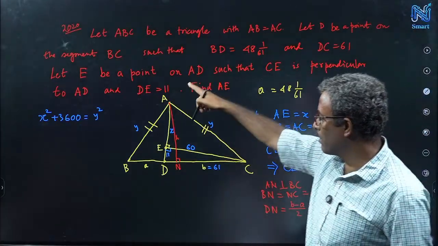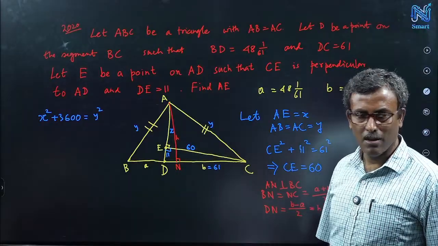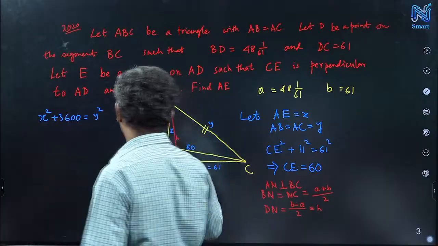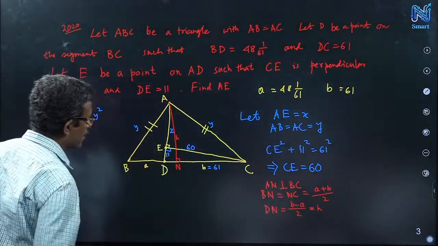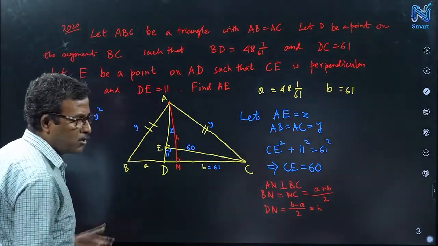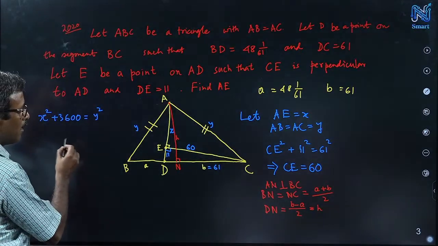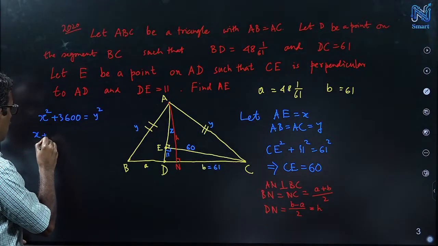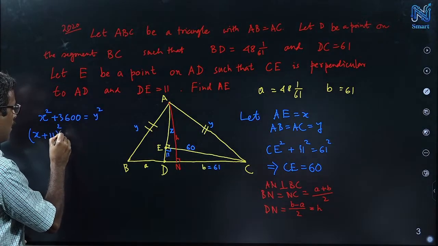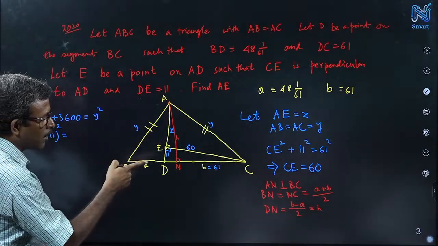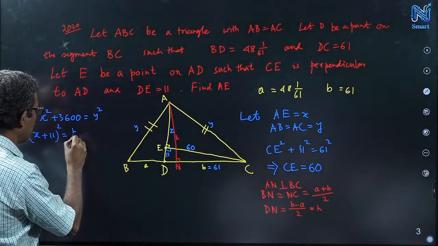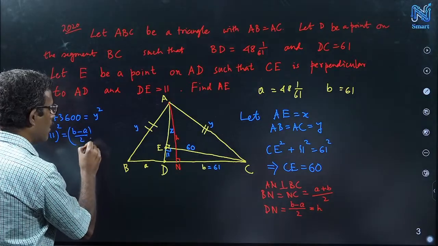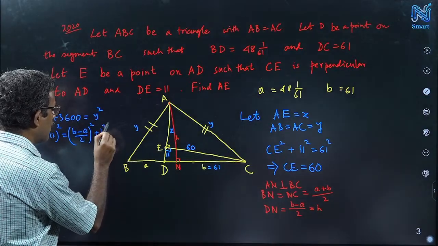Now we can use this Pythagoras theorem on ADN. What is the value? What is the Pythagoras theorem? If you use it, which relation do we get? AD square, right? AD square means it is X plus 11 whole square, equal to B minus A by 2 whole square plus H square, right?